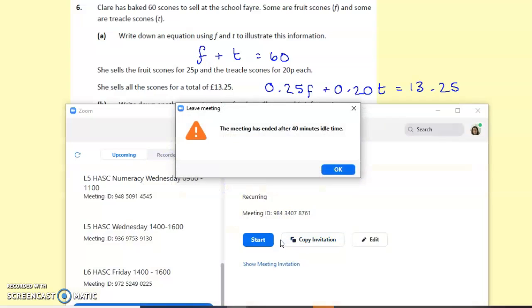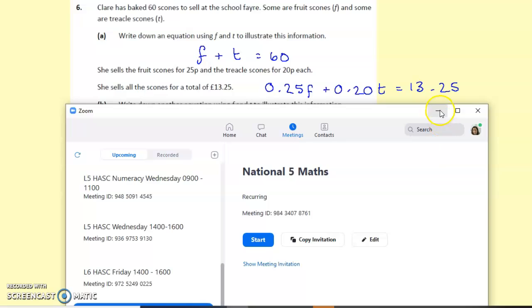Okay, I'm then going to take away, oh yeah, that's the meeting stopped. I'll start it again once I finish this.